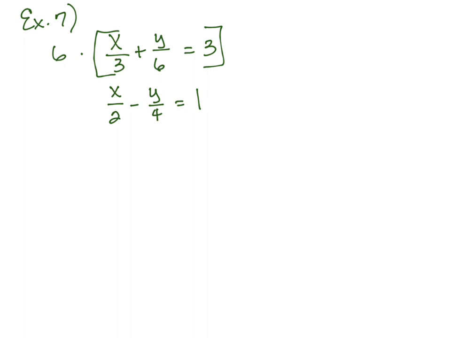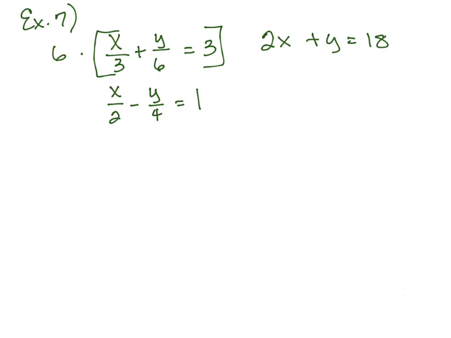If I multiply x over 3 by 6, what do I get? So that's 6 divided by 3, what's 6 divided by 3? 2. Right? So this goes to be 2x. What's 6 times y over 6? Just be y. And 6 times 3 on the end? That one's 18.